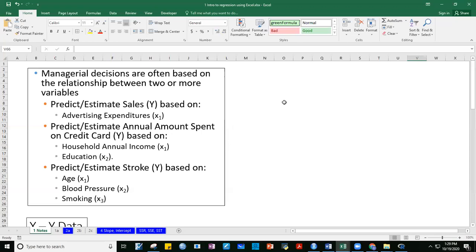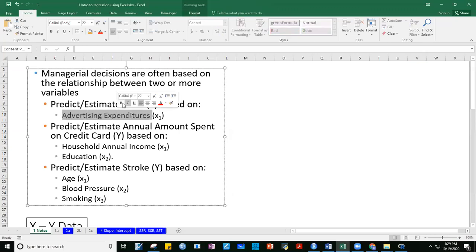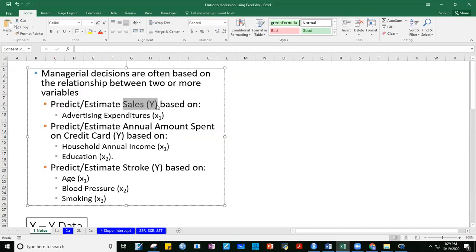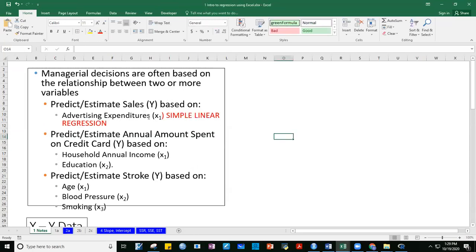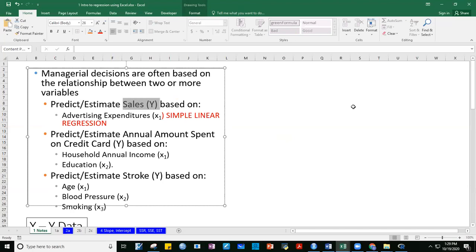In the first case, you only have one independent variable, which is your advertising expense, and one dependent variable, which is your sales. So this is what we call your simple linear regression. Why is this simple? Because you only have one independent variable, one explanatory variable, and one dependent variable or response variable.